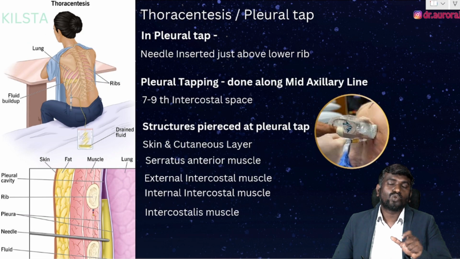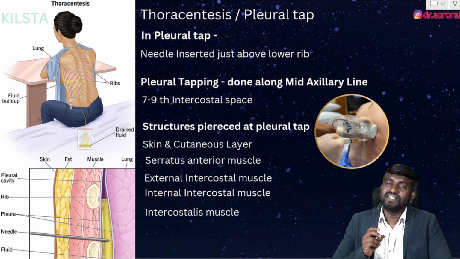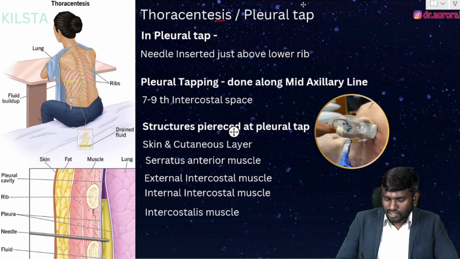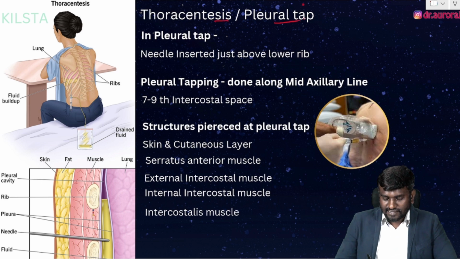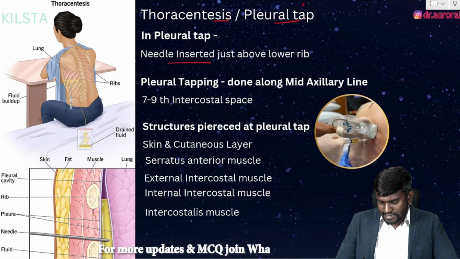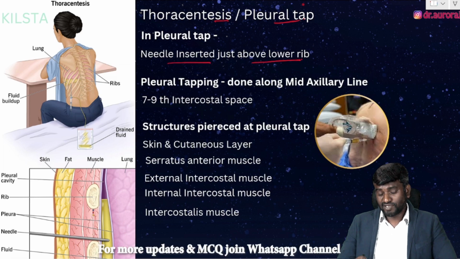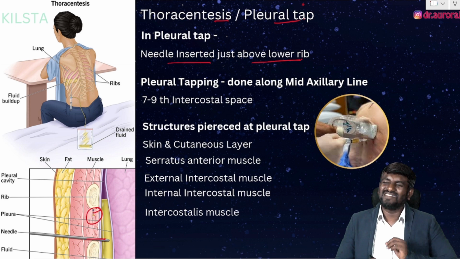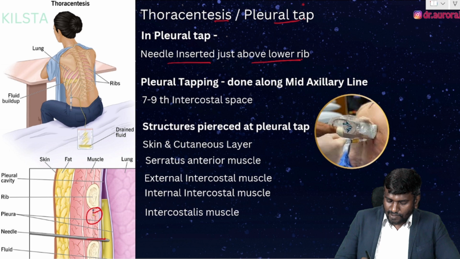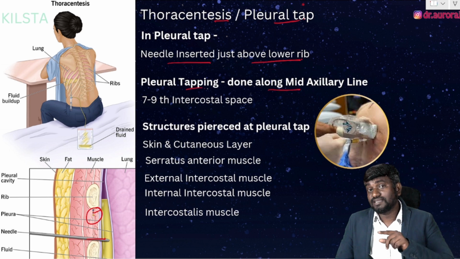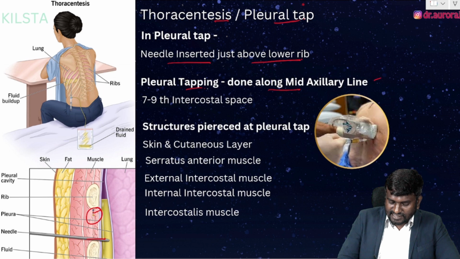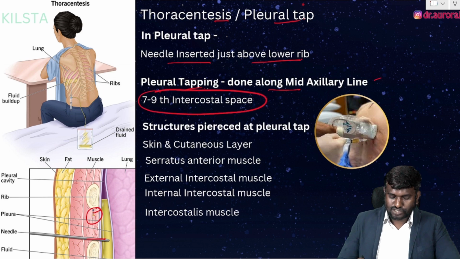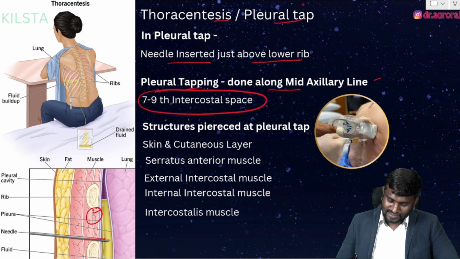Let's discuss thoracentesis, pleural tap. Very important again. Thoracentesis or pleural tap. As we have just studied, the needle is inserted just above the lower rib, never below, just above the lower rib. As you can see here, it is not inserted below because below we have the neurovascular bundle. Very important to remember. Pleural tapping is done along the mid-axillary line. Remember, this is at the mid-axillary line at the 7th and 9th intercostal space.